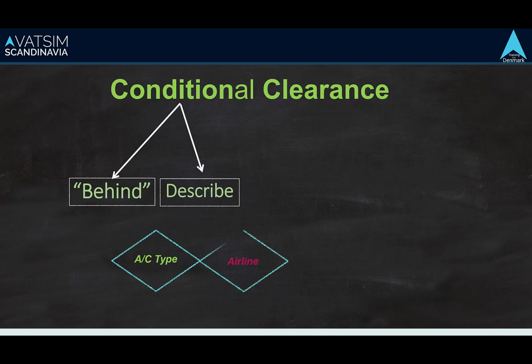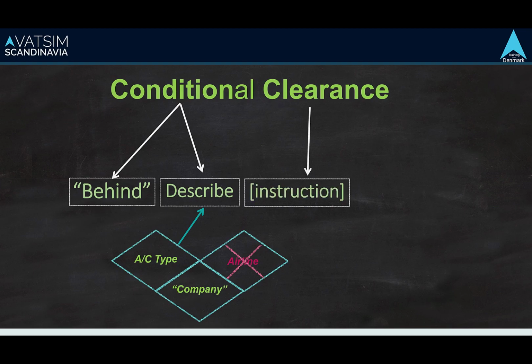The airline might not be such a great idea, as other pilots may not be able to see the airline with the model matching on VATSIM, so try to stick with the aircraft type. Main exceptions to this rule, by the way, is when it's an airplane from the same company, in which case you can hear the controller saying behind company. Then you need to state the clearance, or instruction, to the pilot.